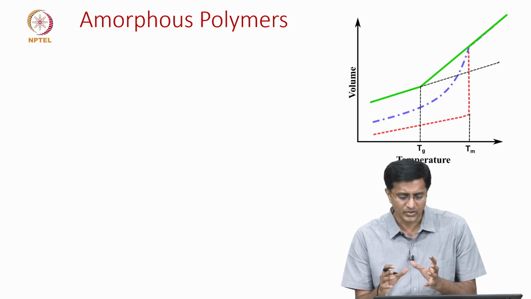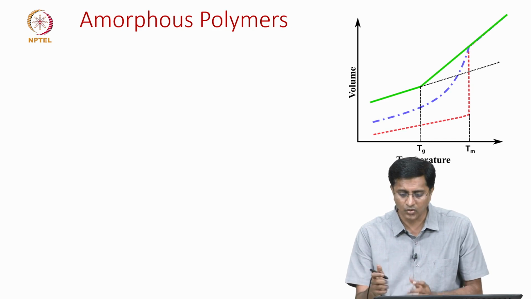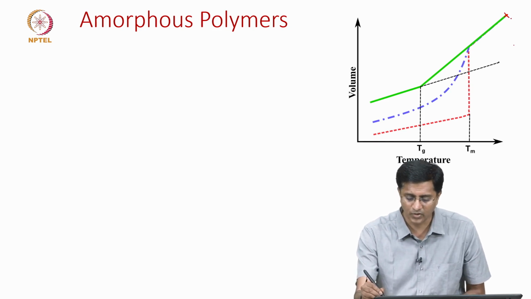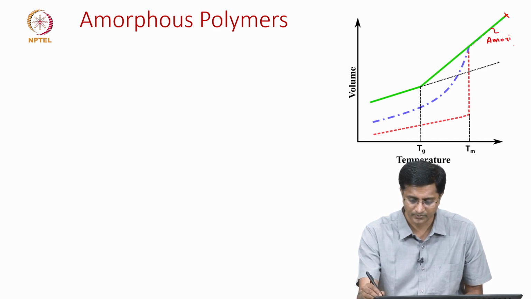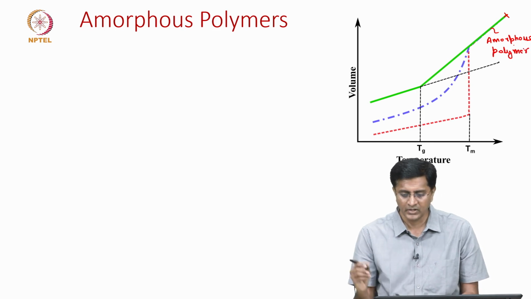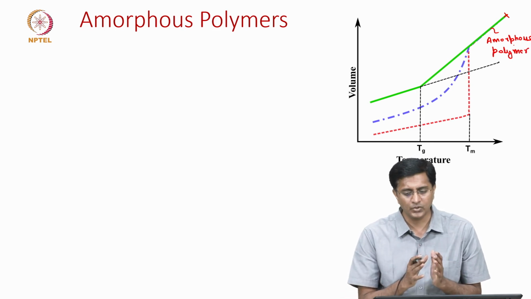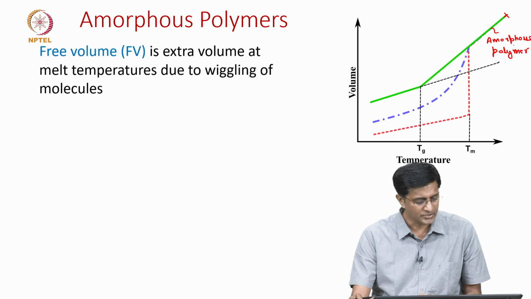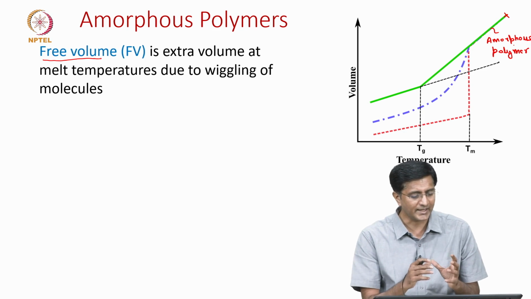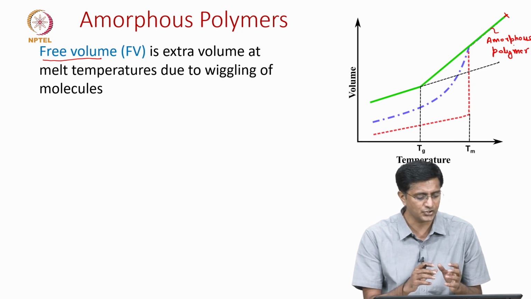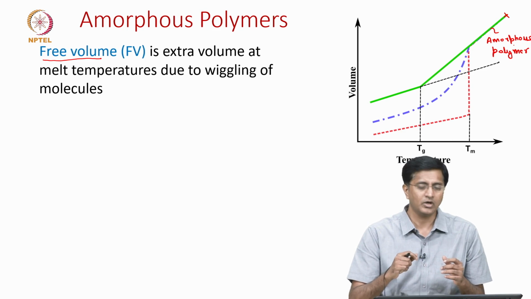Now, for us to explain how the cooling happens, we are starting from this point at a high temperature, and this green line is what we are focusing on, which is the amorphous polymer. So, we need a concept to explain how it behaves, which is the free volume. What is free volume? It is the extra volume at melt temperatures due to wiggling of molecules.